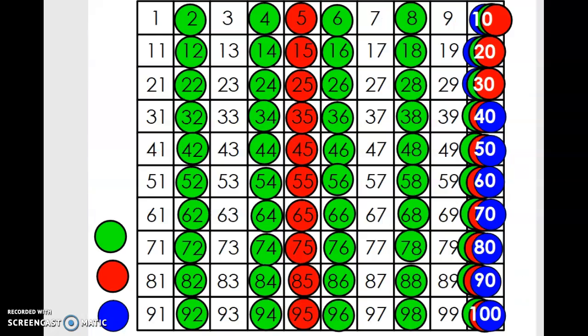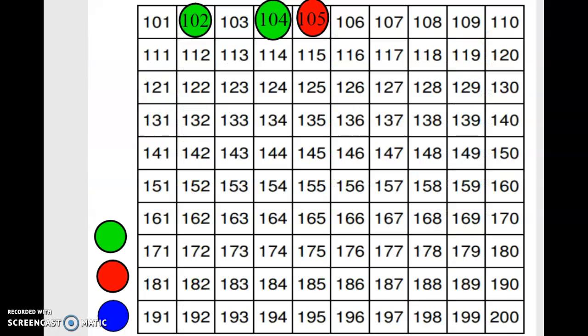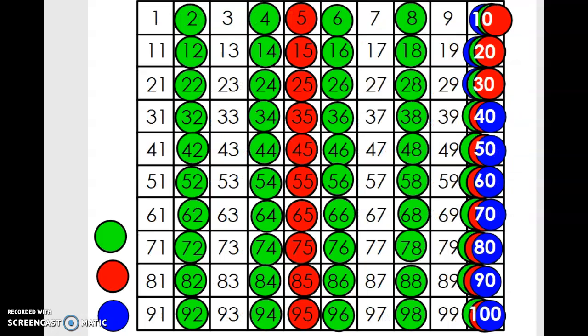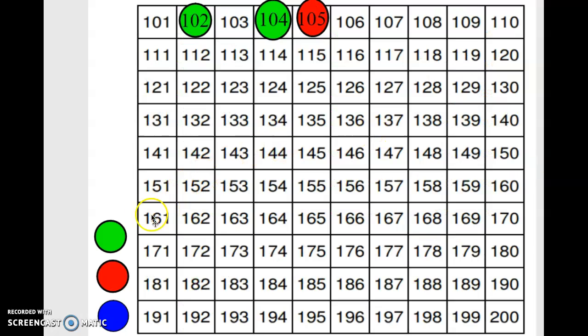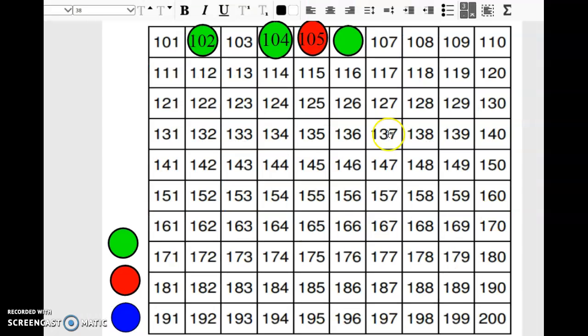Looking at the patterns on our hundreds chart, if I look at the number 106, I'm going to look at the digit that's in the ones place. Well, I saw that before. Every time we had a digit of 6 in the ones place, we put a green circle that represents that we are skip counting by 2s. So once again, I'm going to put a green circle over the 106.